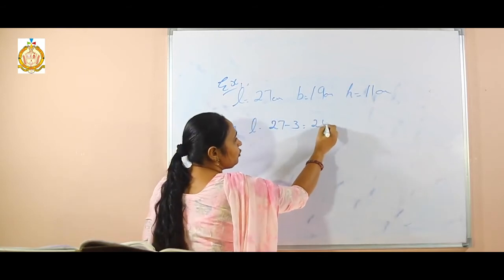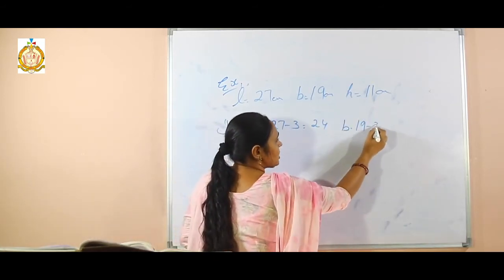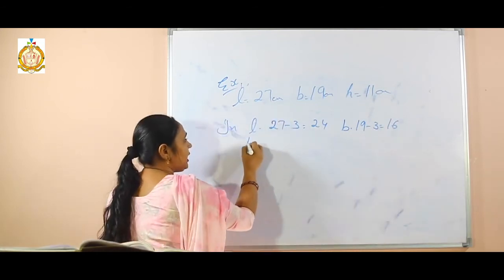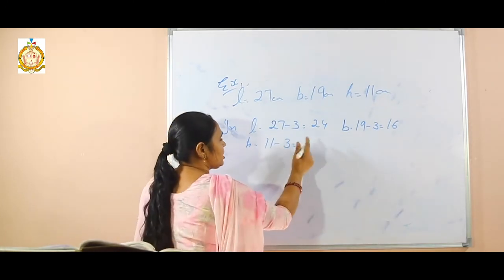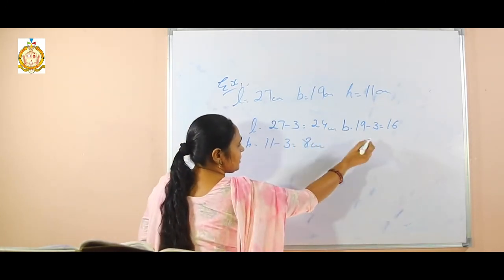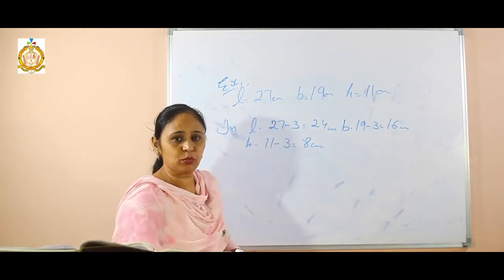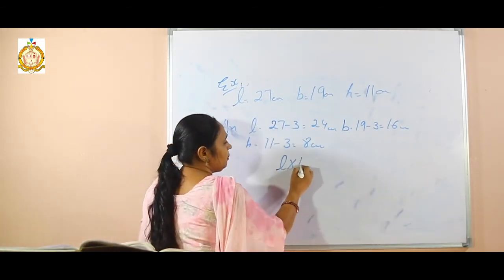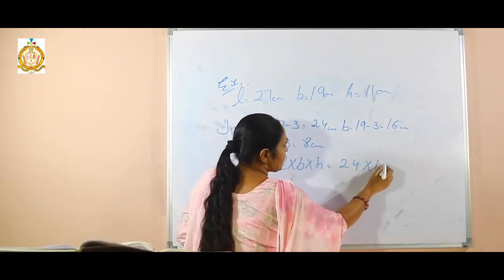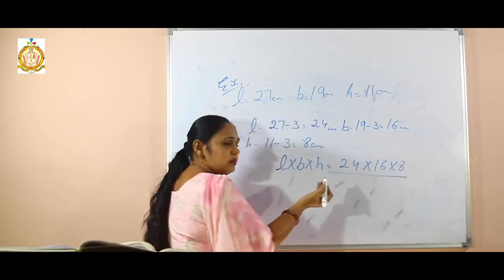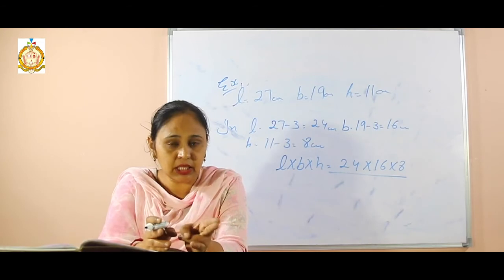It becomes 24. It is the internal. Then breadth becomes 19 minus 3, 16. And height becomes 11 minus 3, that becomes 8 centimeters. Okay, ji. Now I am trying to find the volume, and I know the formula of volume, that is length multiply breadth multiply height. 24 multiply 16 multiply 8. Simple. Just we have to subtract twice the thickness.